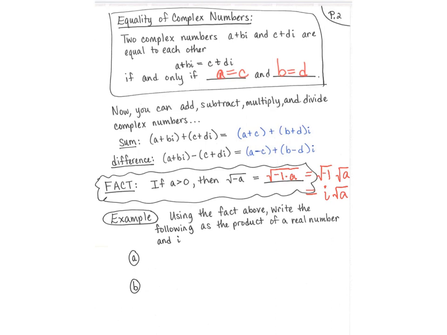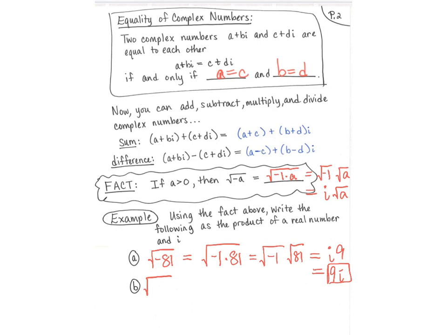Now, using this fact, we're going to go through an example where we write the following as the product of a real number and i. Let's start with the square root of negative 81. That's equal to the square root of negative 1 times 81, which is the square root of negative 1 times the square root of 81. That's just equal to i times 9, or 9i. That's it.